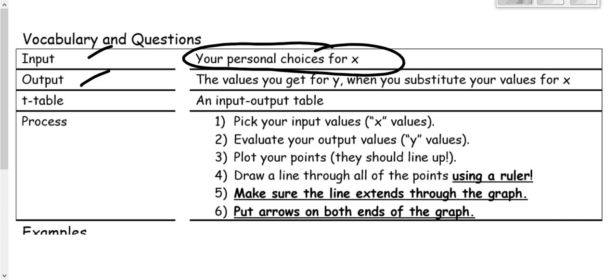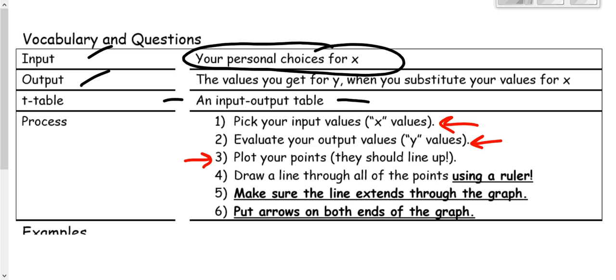Okay, and so when we talk about a t-table, we're just talking about an input-output table. And so here's our process. We're going to pick some x values. We're going to evaluate the function and get some y values. Then we plot the points. Those points should make a straight line. This is a linear function after all. And then we're going to draw a line.